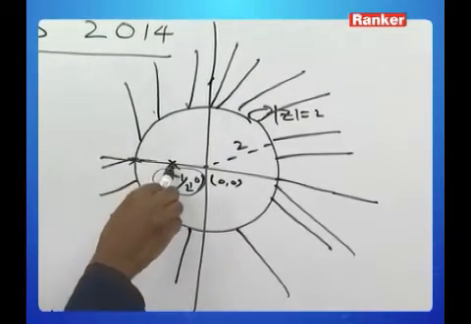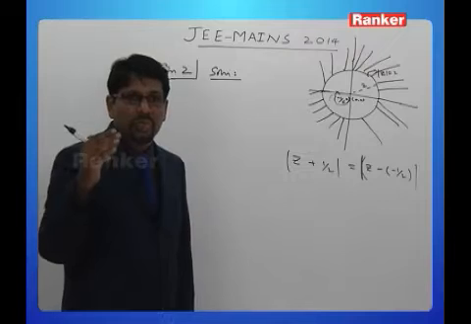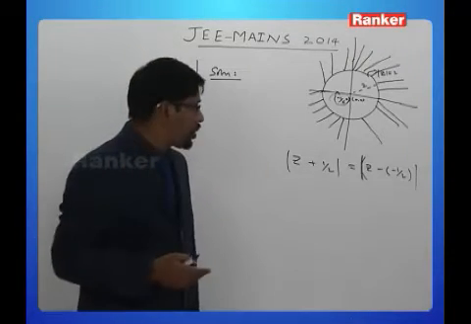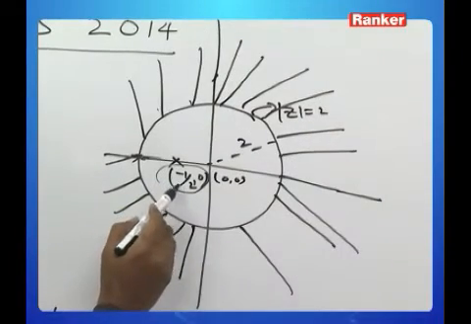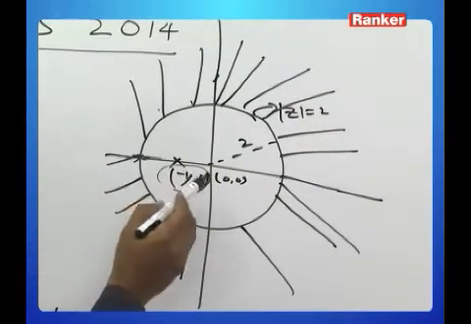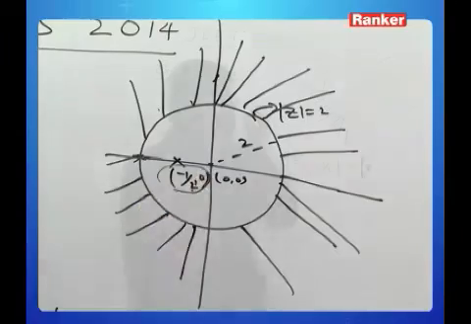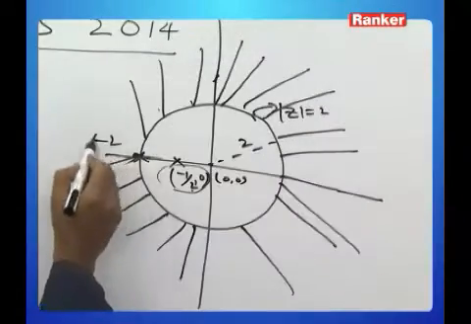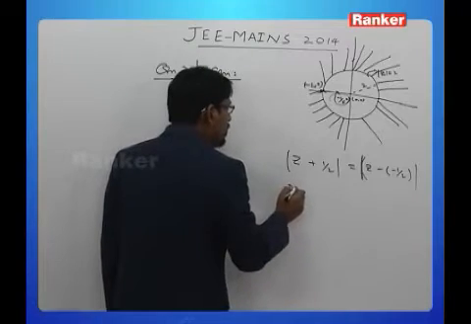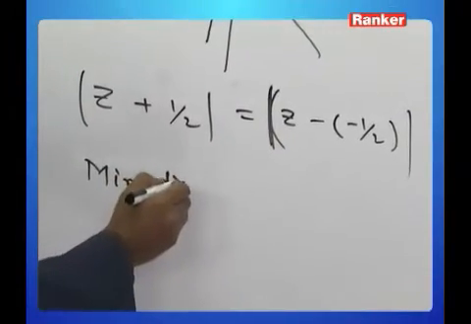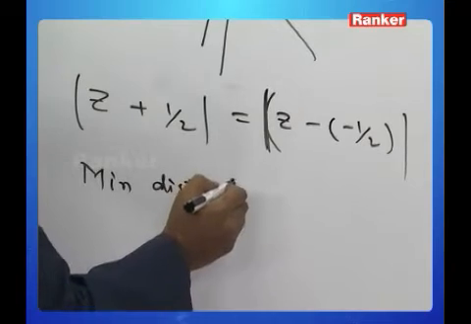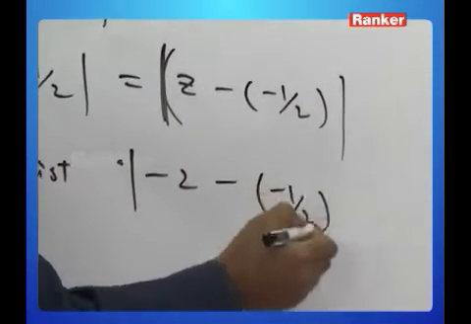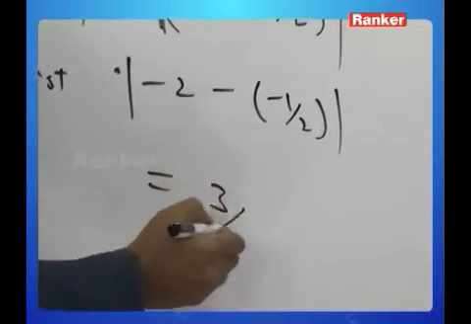Alright. The closest distance from a point to a curve is measured along a normal drawn to the curve that is passing through the point. Obviously the normal passing through (minus half, 0) is this line passing through the origin, therefore this is it. And this point is (minus 2, 0). So the minimum distance clearly is the distance between minus 2 and minus half. Now that's clearly 3 by 2.